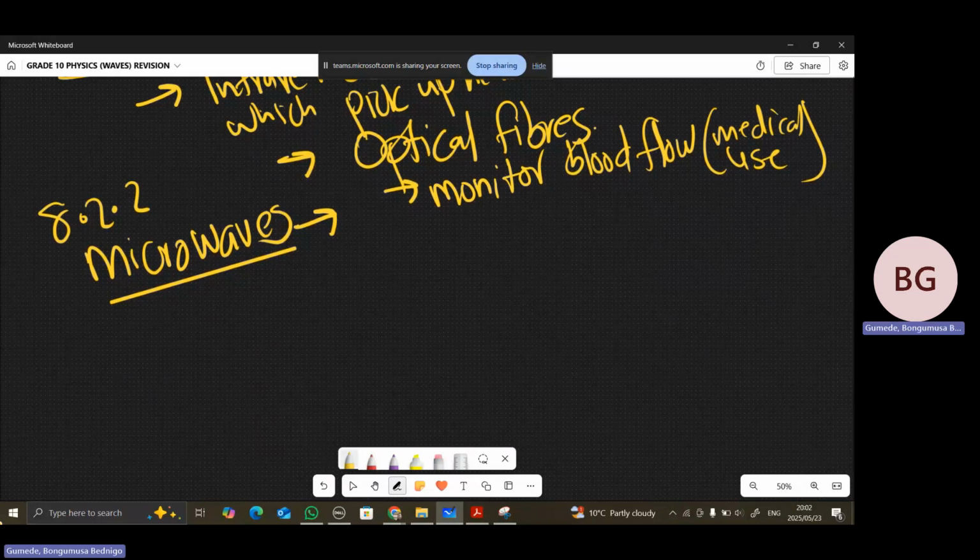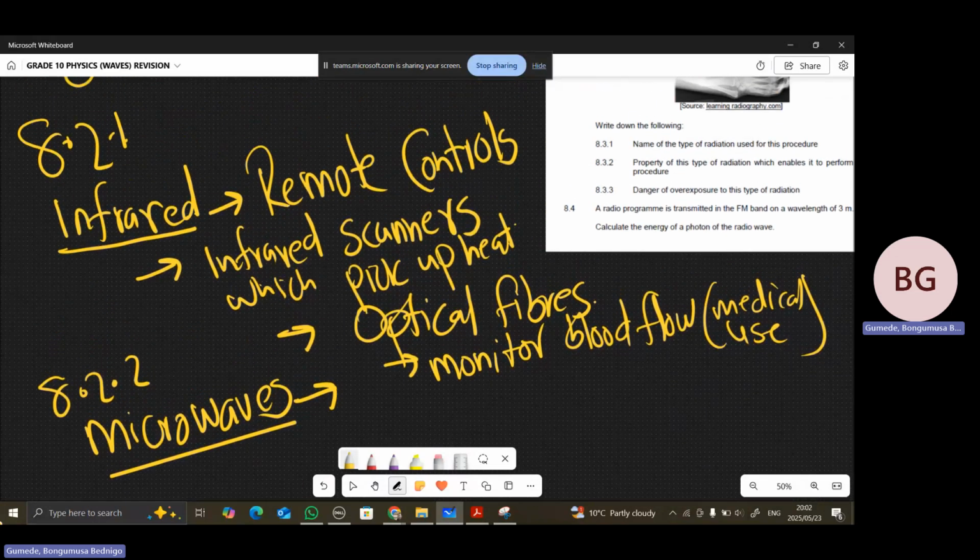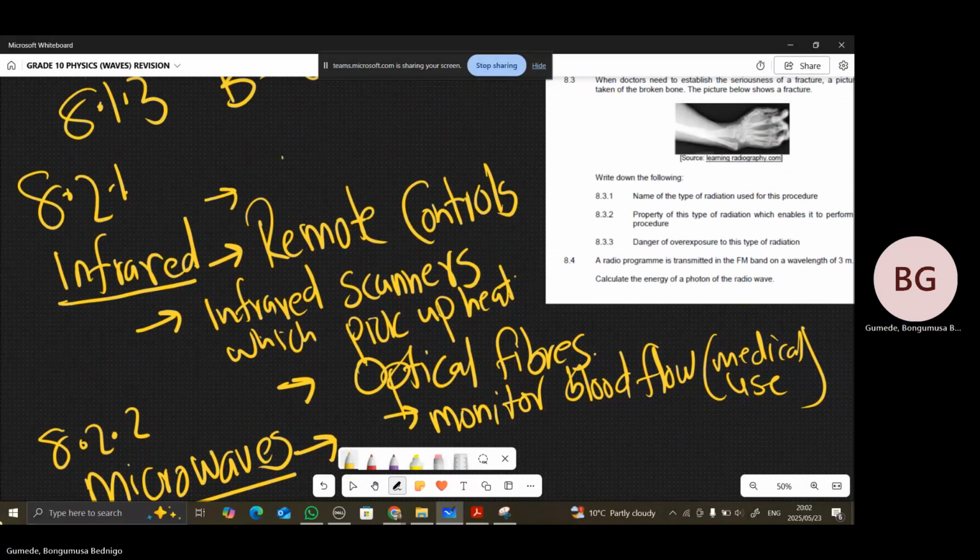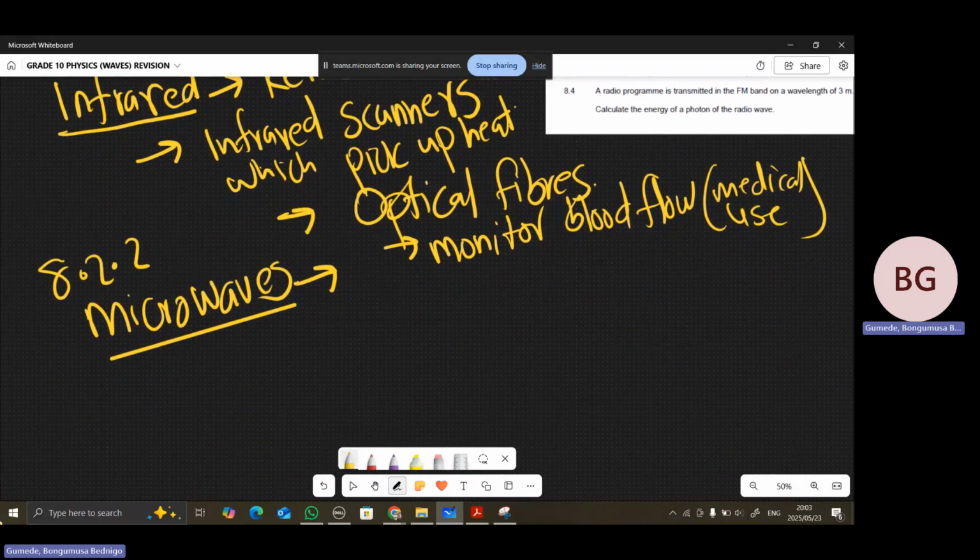So microwaves. Maybe just remember we can cook with what? With infrared, for cooking food. Okay, let's go on. Remember, I just needed one there, just making sure that we are learning, not just answering that question paper. So now what about microwaves?